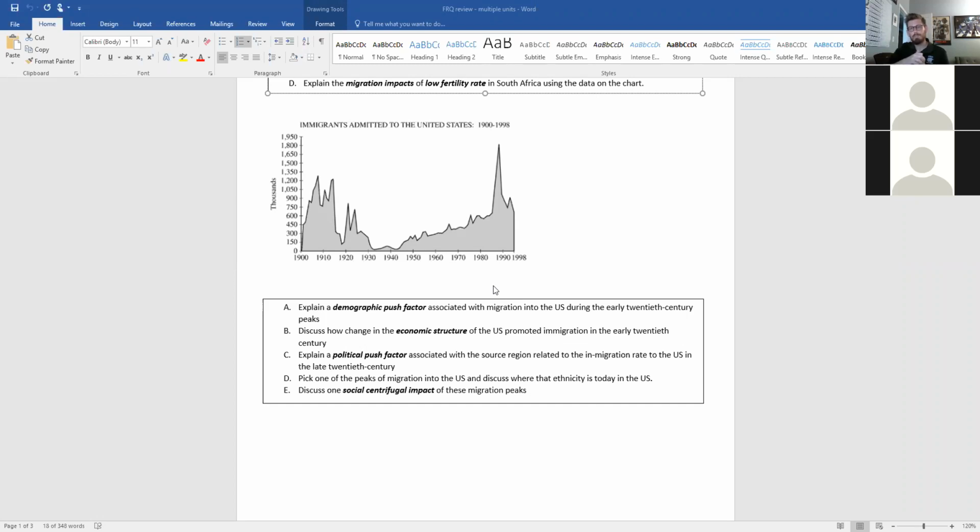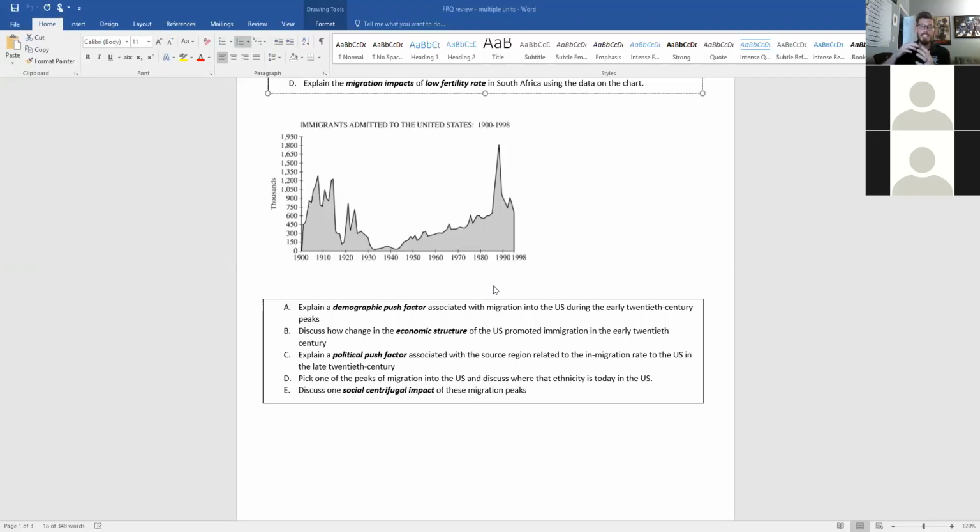So A, explain a demographic push factor associated with migration into the US during the early 20th century peak. So we're looking at the peaks from that 1900 right up until 1920. What's a demographic push factor that's pushing those people out of those countries? Well, we know that the first peak is from Northwest Europe. We know that they just went through the Industrial Revolution. And we know because of the Industrial Revolution, it pushed them to stage 2 of the demographic transition model. During stage 2, you see population explosion ramp up.